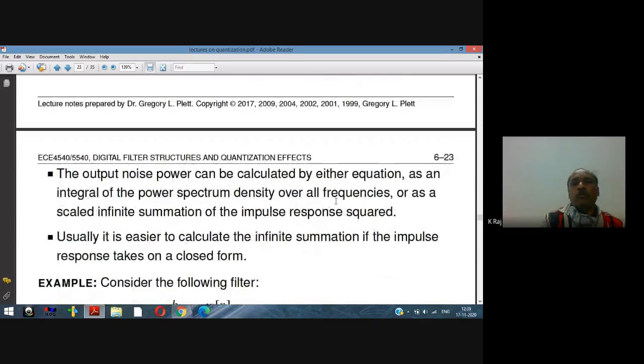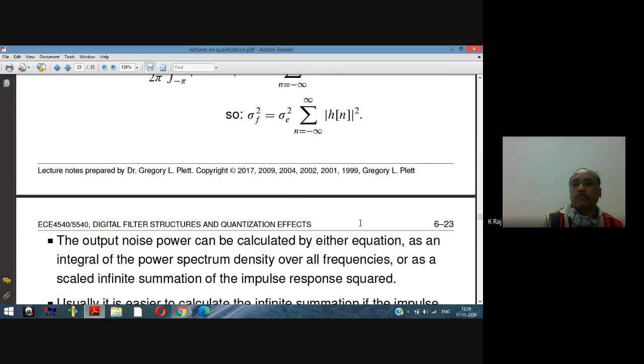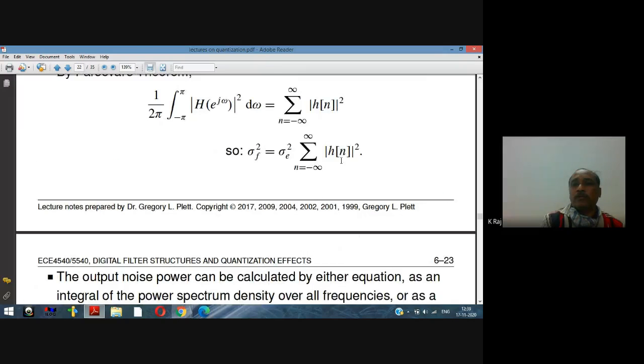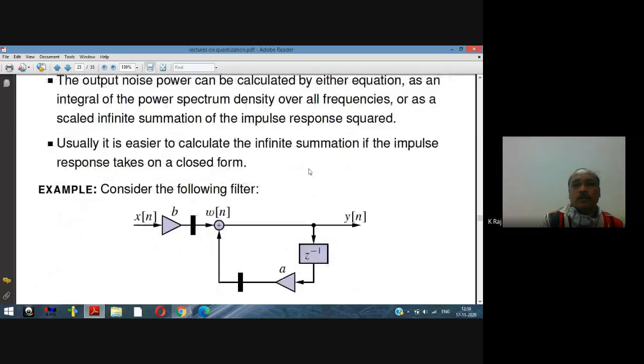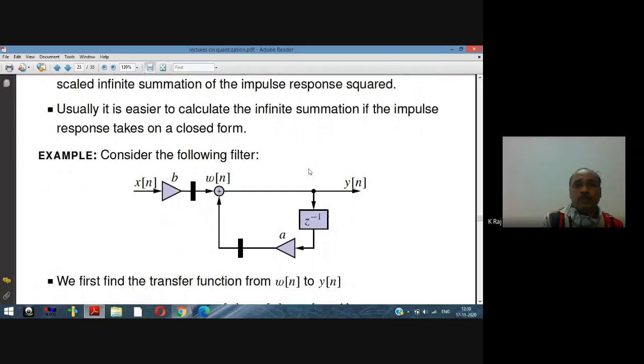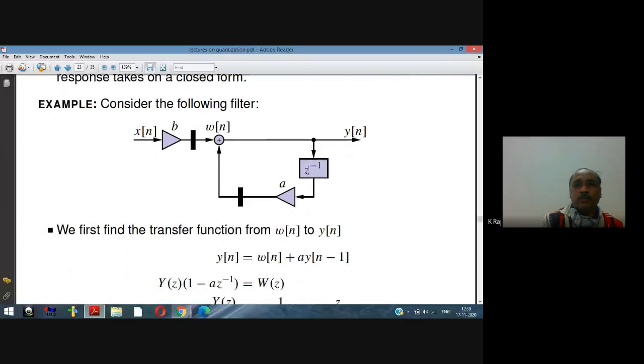So the output noise power can be calculated by either equation: as an integral of the power spectrum density over all frequencies, or as a scaled infinite summation of the impulse response squared, multiplied by σe². The second one is naturally the easier for the purpose of calculation.